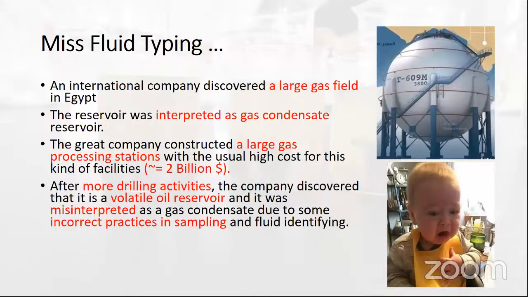When the company came back to the field, it discovered that it isn't a gas condensate reservoir. It is a volatile oil reservoir. So it isn't a gas reservoir. It is a volatile oil reservoir. So we don't have the need for all these processing stations and all this money that we invested to construct these facilities. So we have a catastrophe for this company, and the company lost all this money.